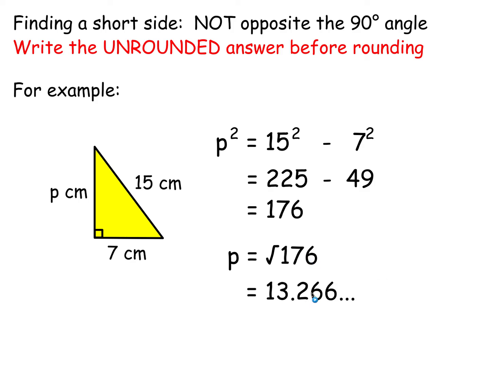Answer off the calculator and round it. P is approximately 13.3. So for a hypotenuse, square and add. For a shorter side, square and subtract.